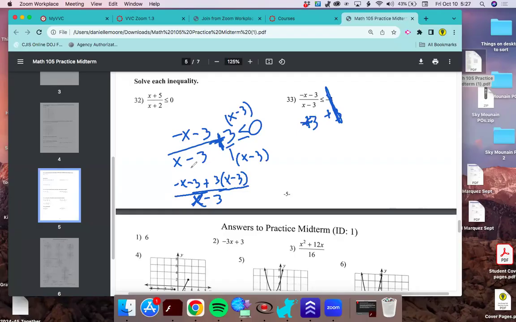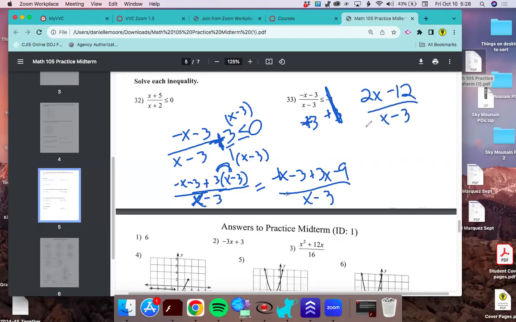So then let's see how that translates by the time we're done. That's going to be negative x minus 3 plus 3x, and then 3 times negative 3 is a minus 9, all over that x minus 3. So then negative 1x plus 3x is 2x, and then minus 3 and minus 9 makes minus 12, all over x take away 3.